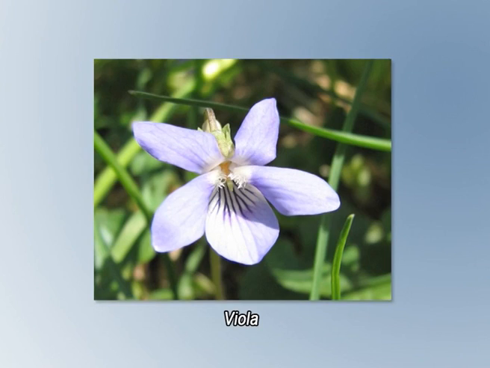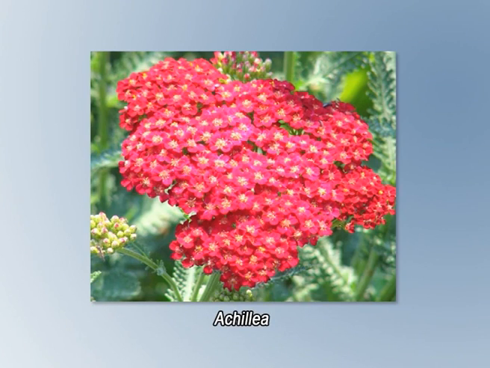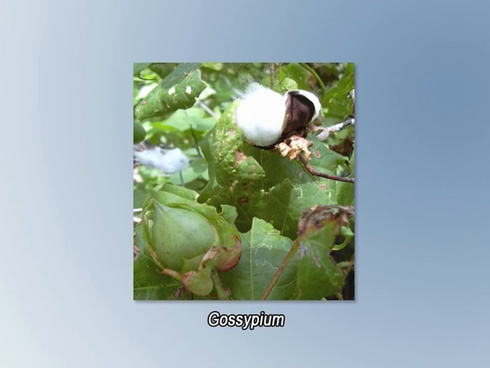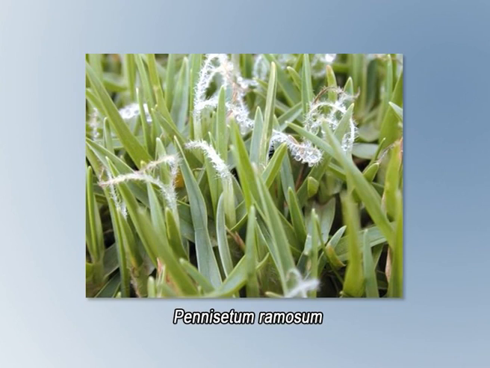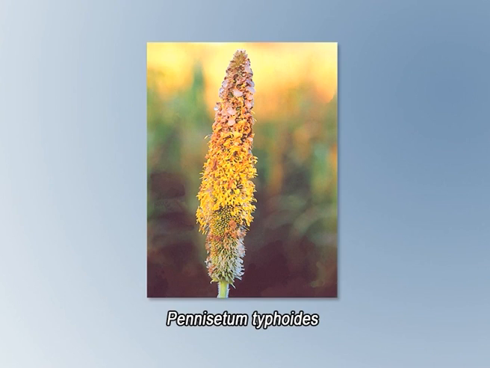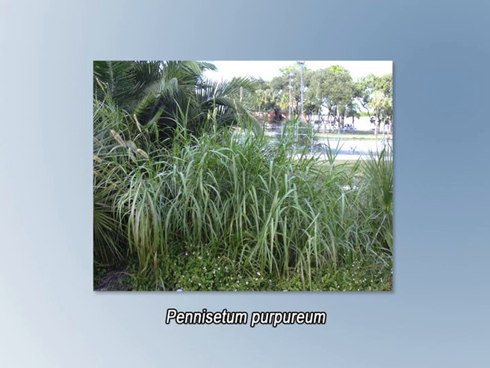The karyotype data have been extremely useful in distinguishing various species of Clarkia, Viola, Nicotiana, Potentilla, Achillea, Gossypium, and many more genera. The cytology of 13 taxa and 2 hybrids in the genus Pennisetum indicated the distribution of the taxa among the 4 basic chromosome numbers 5, 7, 8 and 9. The diploid nature of Pennisetum ramosum and Pennisetum typhoides and the genomic allotetraploid status of Pennisetum purpureum was further confirmed.